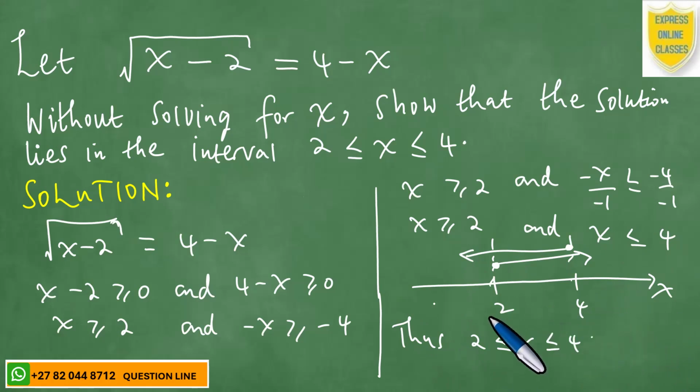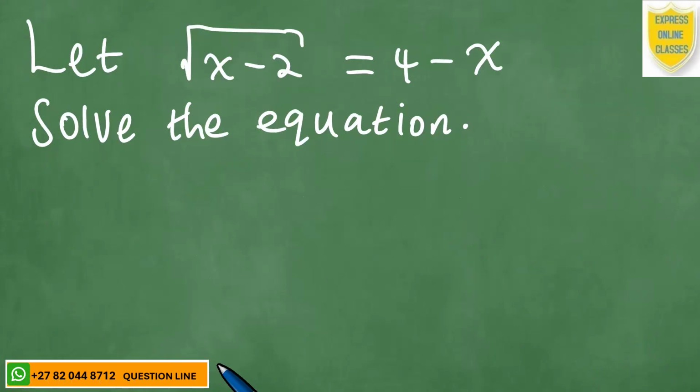And so it is true, therefore, that the solution lies in the interval x between 2 and 4, all inclusive. Now at this point, we proceed to answer the next part of the question, which indicates clearly that we need to solve for x. Let us solve the equation for x. We still have the same radical equation there, and to solve for x, we write down the question.